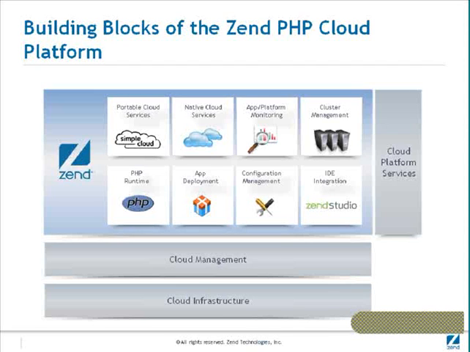Now, the cloud application platform is not an all-encompassing solution. First of all, it's actually a work in progress. A lot of the stuff you'll see on here are things that we're either working on or have future plans for. There are a lot of things in here that we already have, for example, portable cloud services, native cloud services, app monitoring, cluster management. But a couple of these things, specifically app deployment, are something that we're still working on.